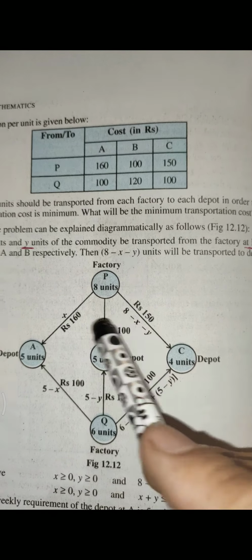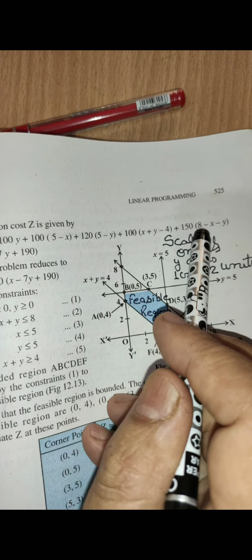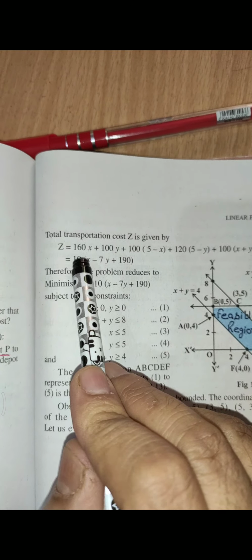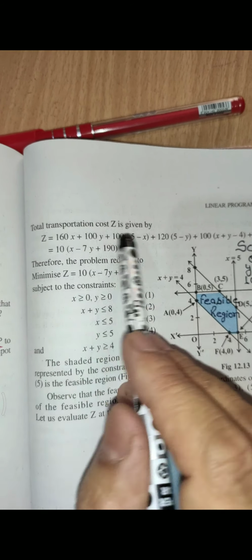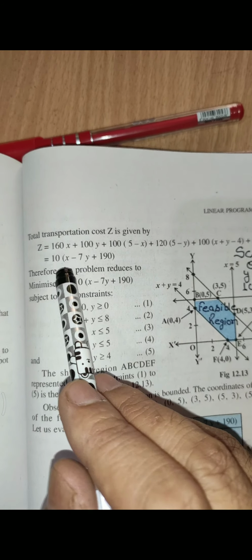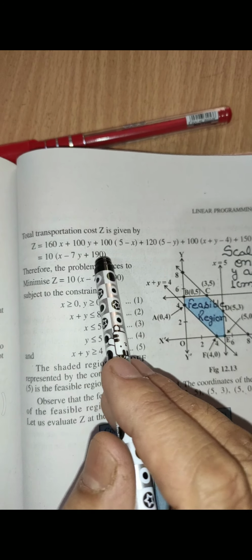In the same way we will continue. Rupees 150 we are paying per unit, and how many units are we supplying? 8 minus X minus Y, 150 into this. All of you see here, we are simply taking 120 into 5 minus Y, 100 into X plus Y minus 4, 150 in bracket 8 minus X minus Y. Simplify it. While forming the objective function, it takes time and it requires concentration whilst adding the like terms in simplification. So you got the objective function Z is equal to 10 in bracket X minus 7Y plus 190.